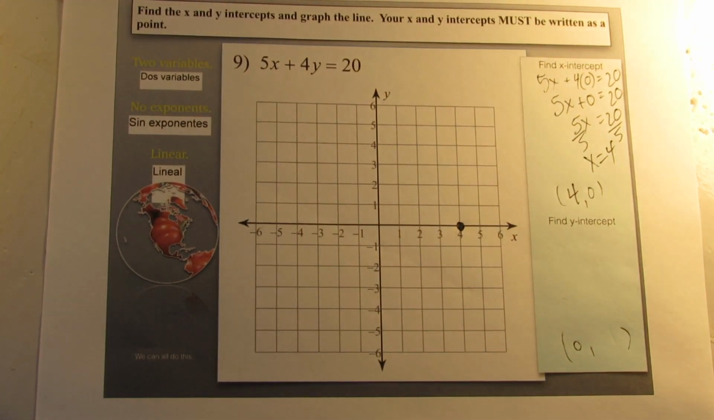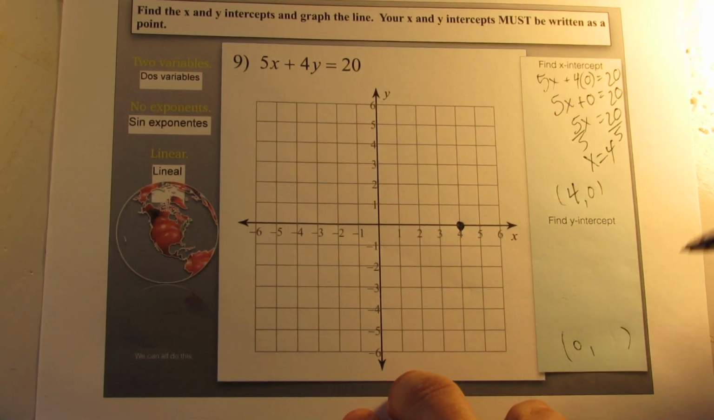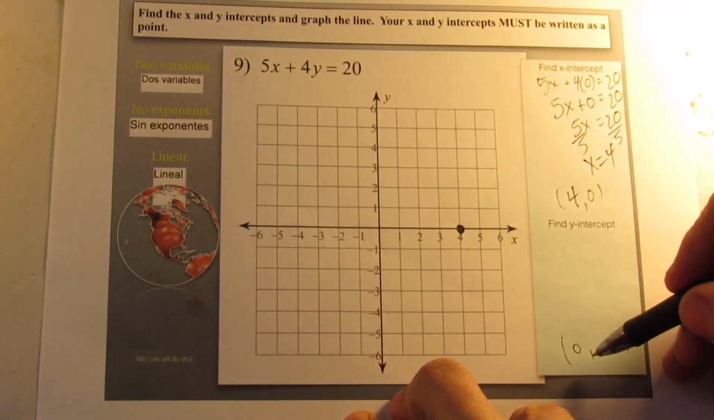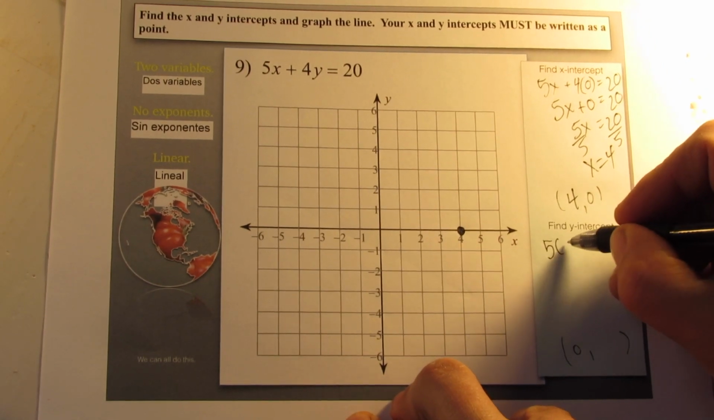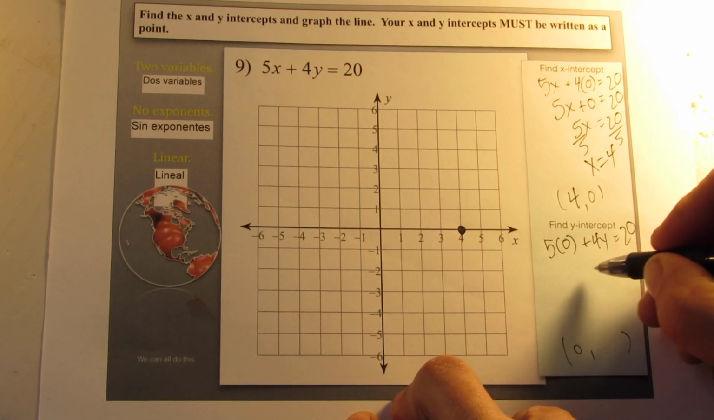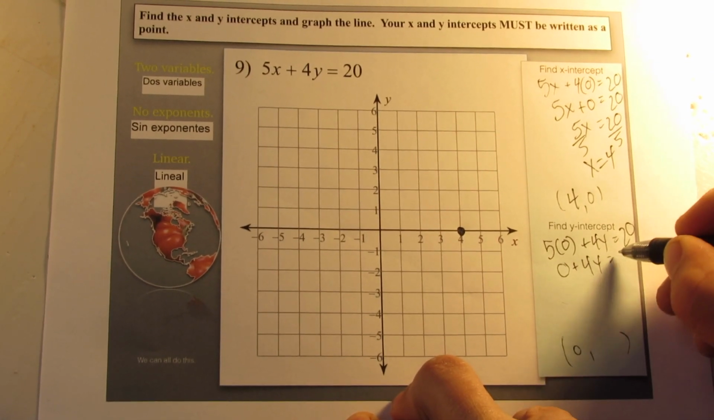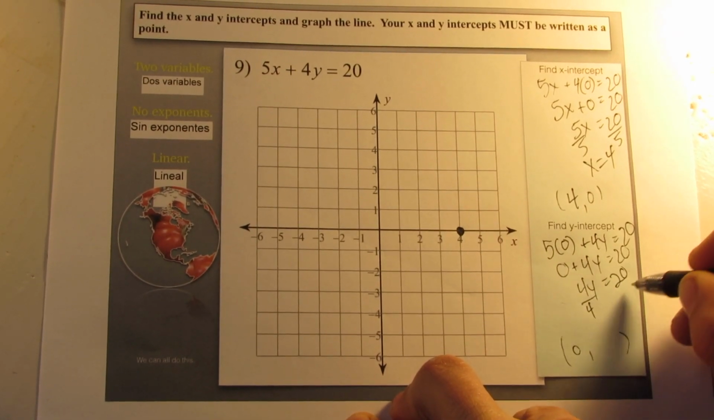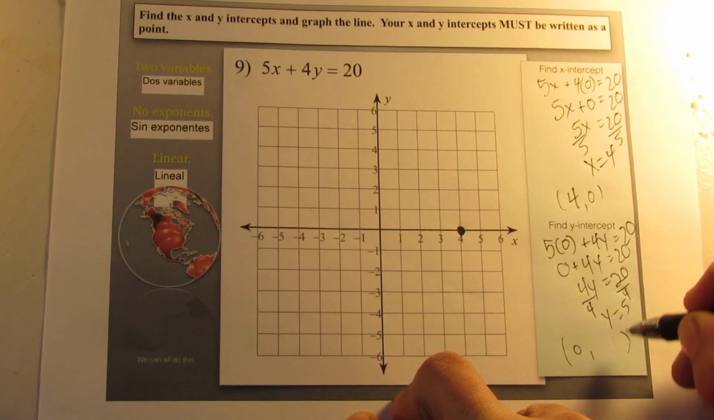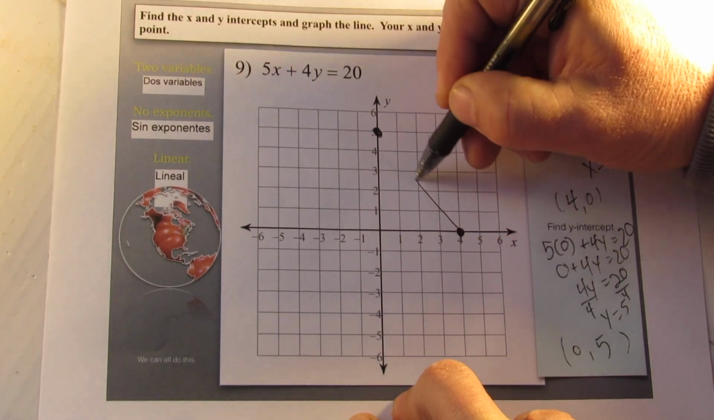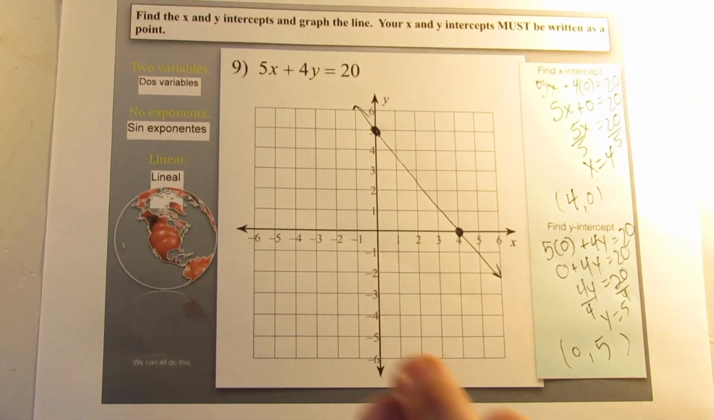Make sure when you find an x-intercept that you mark on the x-axis. And when you find a y-intercept, mark it on the y-axis. You'll get it right every time that way. Okay, so for our y-intercept, 0 goes in for x. And I really hope this makes sense to you. 0 plus 4y equals 20. 4y equals 20. You can probably tell it's 5 already. And it is right up there at 0, 5. Another negative slope. Something like that.